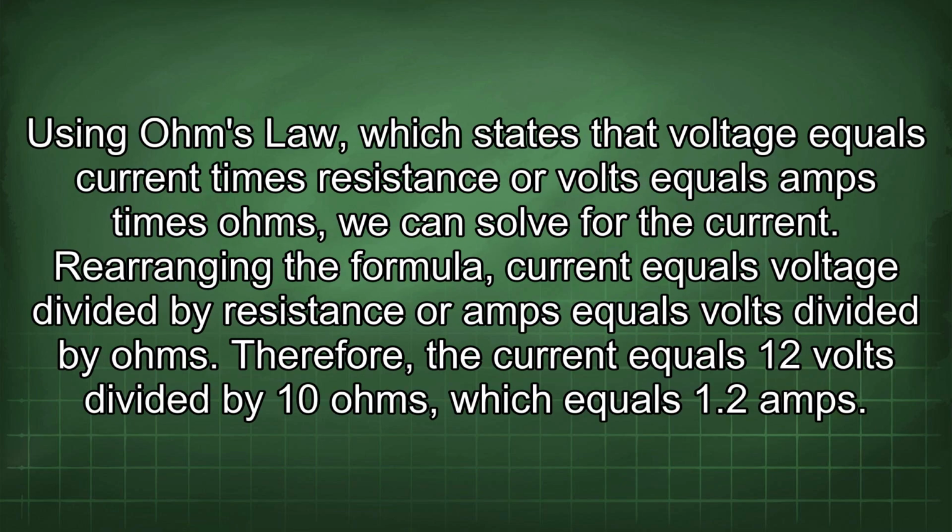Using Ohm's law, which states that voltage equals current times resistance, or volts equals amps times ohms, we can solve for the current. Rearranging the formula, current equals voltage divided by resistance, or amps equals volts divided by ohms. Therefore, the current equals 12 volts divided by 10 ohms, which equals 1.2 amps.